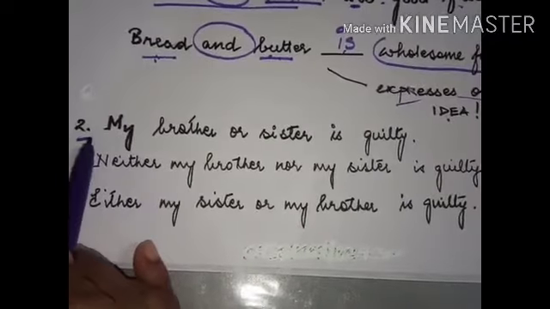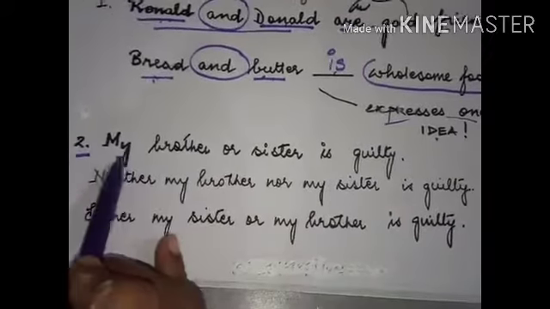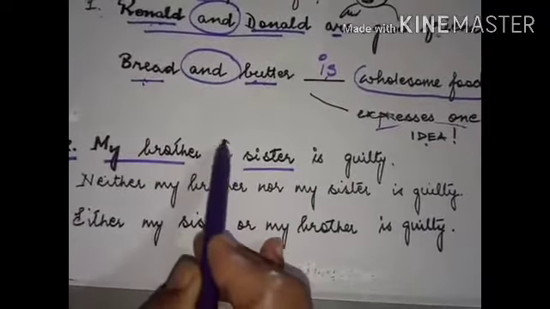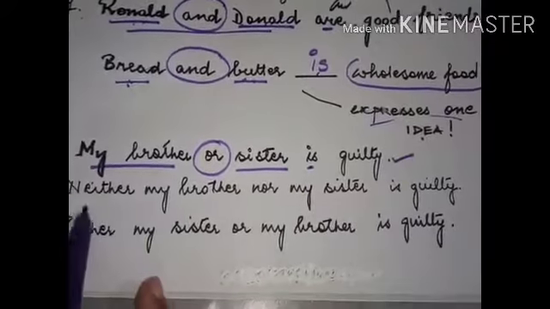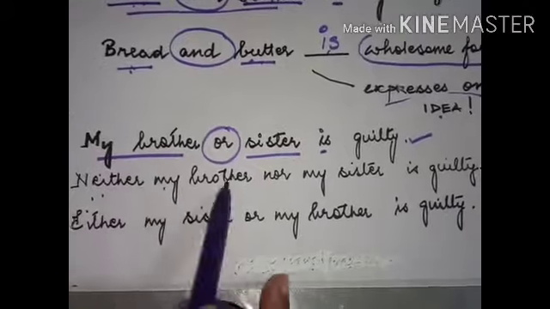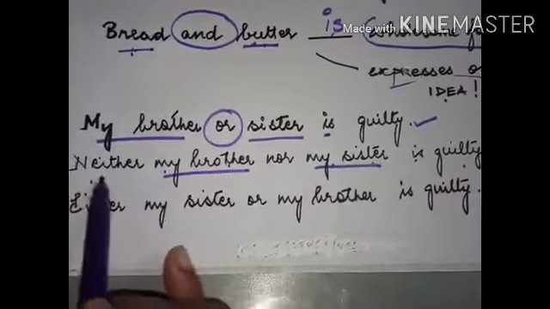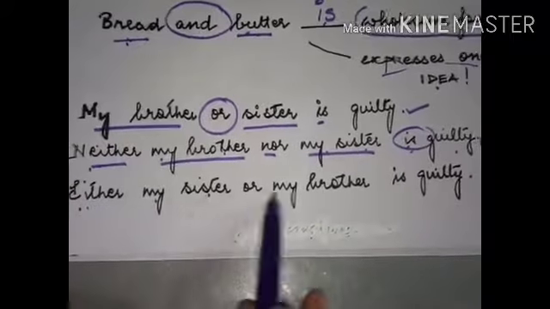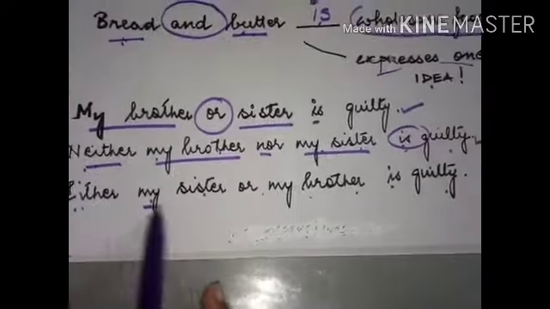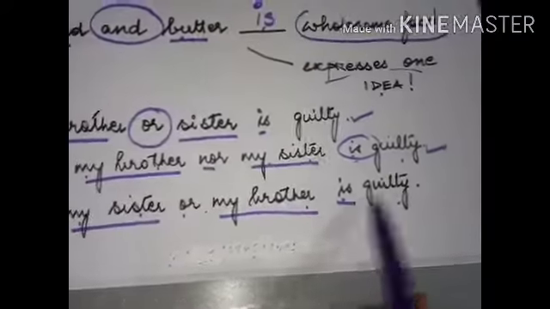Now look at the second example. My brother or sister is guilty. If two singular nouns are joined by "or," the verb should be singular. Now look at the second one. Neither my brother nor my sister is guilty. Again, two singular nouns. If they are joined by neither nor, the verb should be singular. Look at the third one. Either my sister or my brother is guilty. Again, two singular nouns joined by either or. The verb again should be singular.